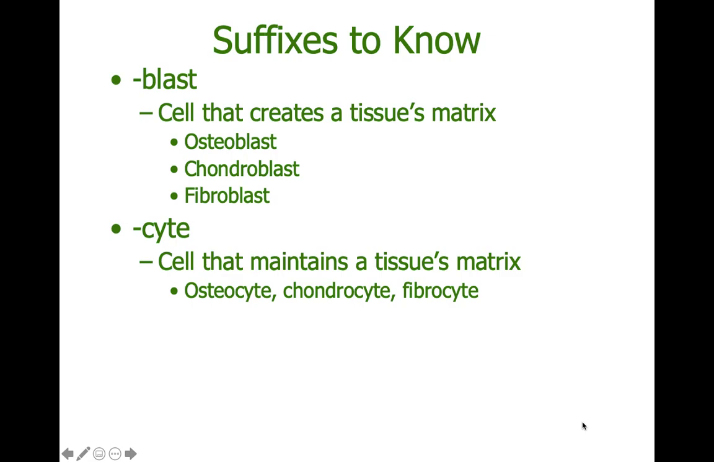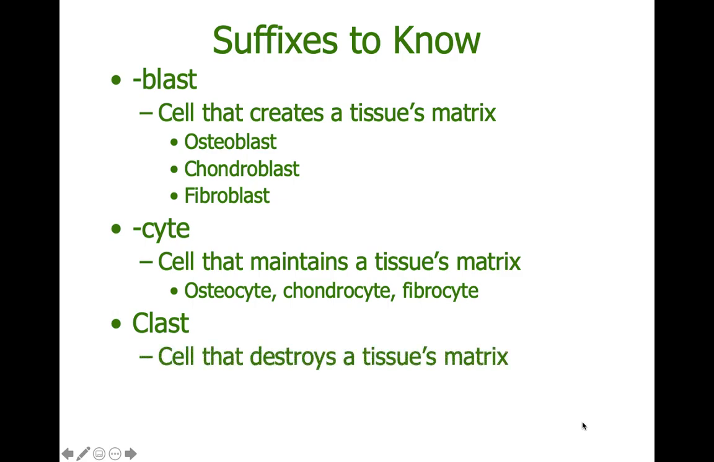Which type of cell is going to determine which type of matrix is going to be created or maintained or ultimately broken down. And that's where the clast comes into play. This is a cell that destroys a tissue's matrix. And again, osteoclast, chondroclast, fibroclast. Whatever the root is talking about is going to be what that cell is going to break down.